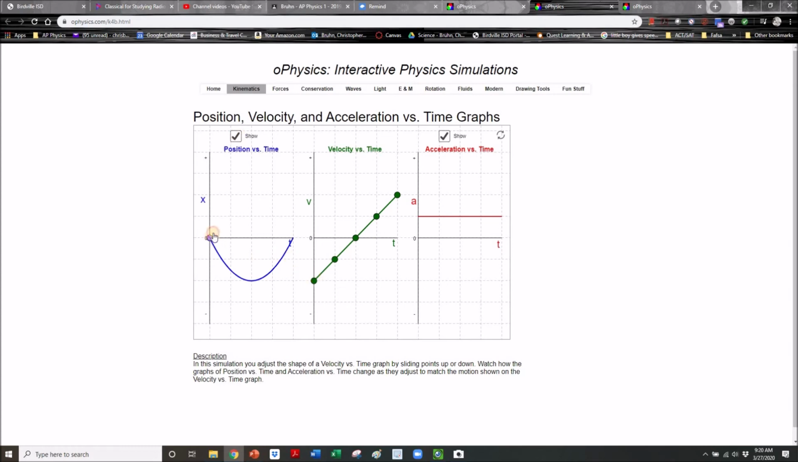Now, we could start this one at a different spot. It doesn't matter. We're going to end up with the same curve. Excellent. Okay, let's try another one.